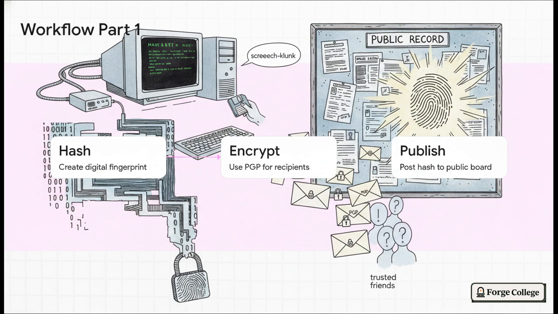Step 1. You hash your manifesto document, creating that unforgeable digital fingerprint. Step 2. You encrypt the actual file using PGP, creating opaque envelopes wrapped specifically for your trusted friends. And Step 3. You take that fingerprint, the hash, and you publish it on a very public bulletin board. Boom! You have now officially stamped it for the public record without leaking a single word of your actual text.